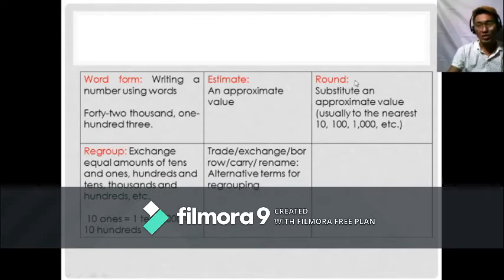Okay, next we proceed to the word round. Okay, when you say round, children, that is to substitute an approximate value. Okay, like rounding off the tens, rounding off hundreds, etc. So usually to the nearest tens, hundreds and thousands. Okay, like for instance, round off to the nearest tens. 532. Okay, so it becomes 530. Okay, because it is the nearest tens. Maybe later on I will teach you how to round off numbers or place value.